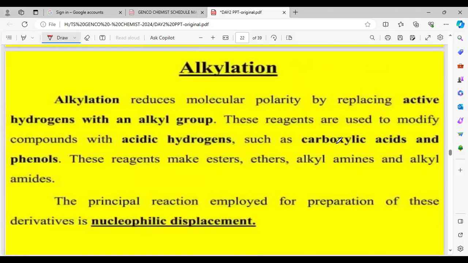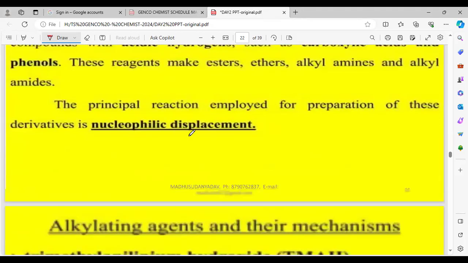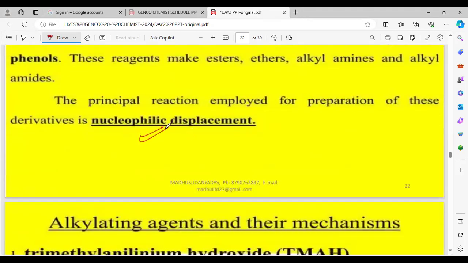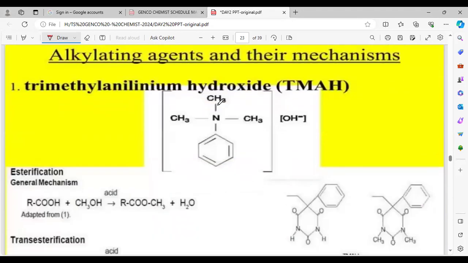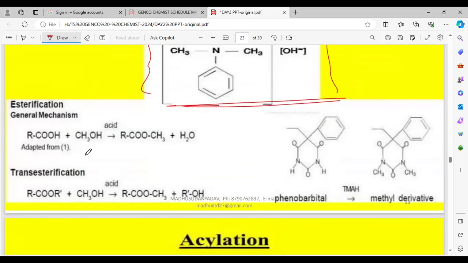Okay, next one is alkylation. Alkylation means replacing active hydrogens with an alkyl group. That's it. This follows a nucleophilic displacement mechanism. So, alkylating agents and their mechanism. Here, this is one of the alkylating agents, this whole structure. It is called TMAH, trimethylanilinium hydroxide. This is your sample, RCOOH.